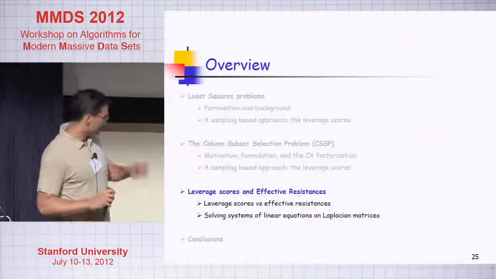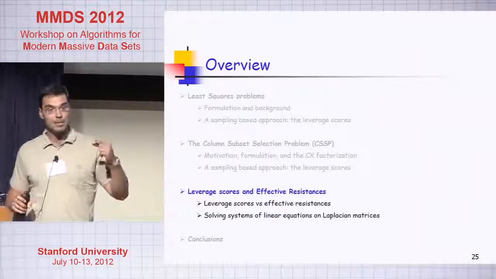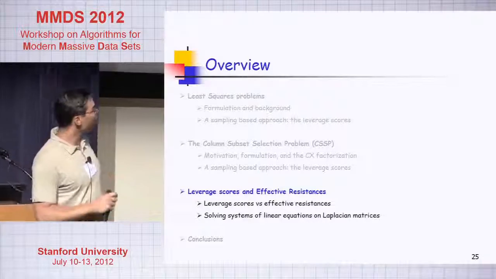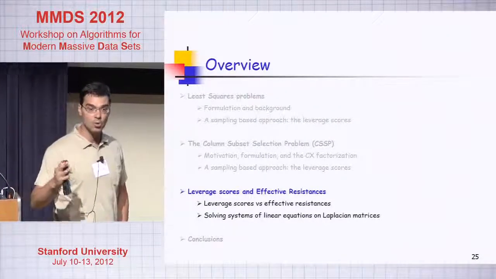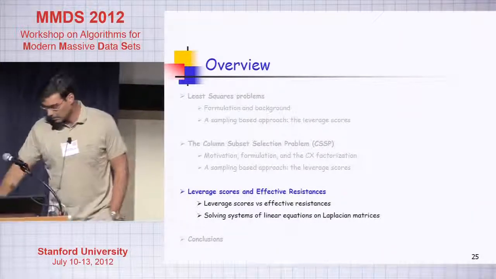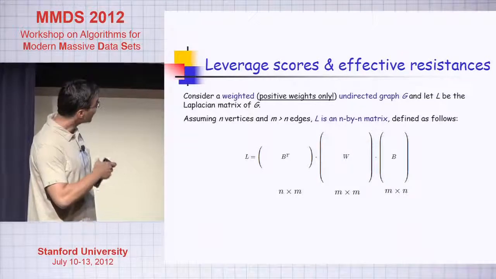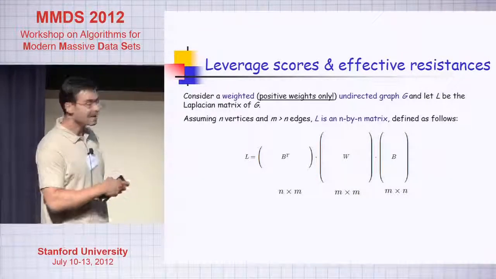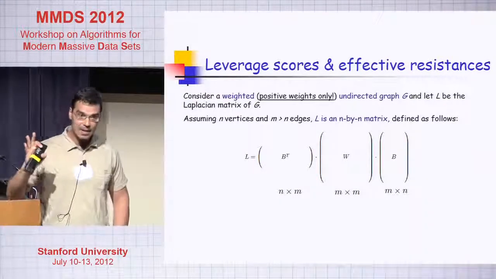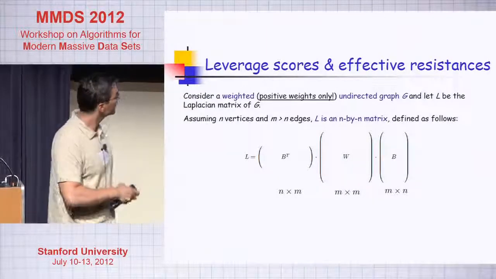Okay, let me spend the last few minutes of my talk discussing the last application, which is an application of the leverage scores for solving systems of linear equations with graph Laplacians. And I need a few definitions. First of all, I'm going to look at weighted, undirected graphs. So undirected graphs, weighted, and the weights are going to be positive for a reason that will become obvious in a minute.